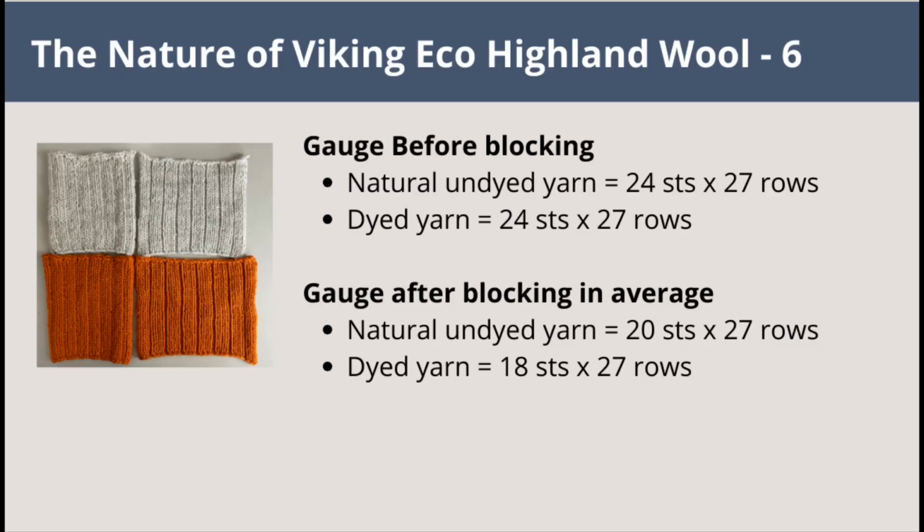Okay, but the gauge after blocking. I've done all the testing as you saw and added in Excel and statistics and so on, and I can tell you that on average the natural undyed yarns get from 27 to 29 rows, which is also the case on average for the dyed yarns. However, this stitch count changes, and now knowing this, it gets rather predictable.